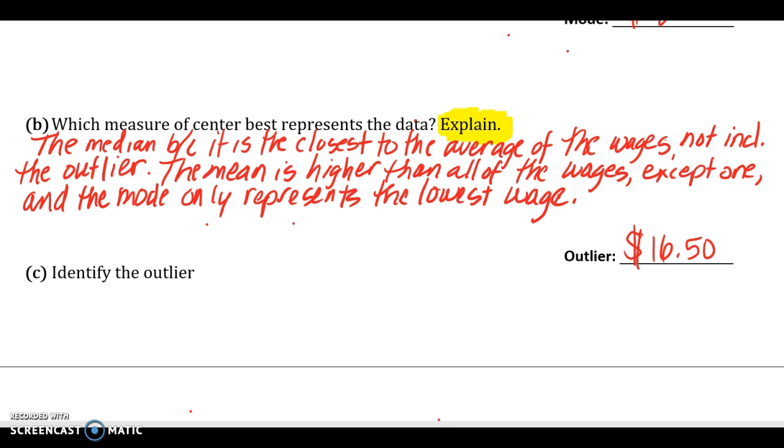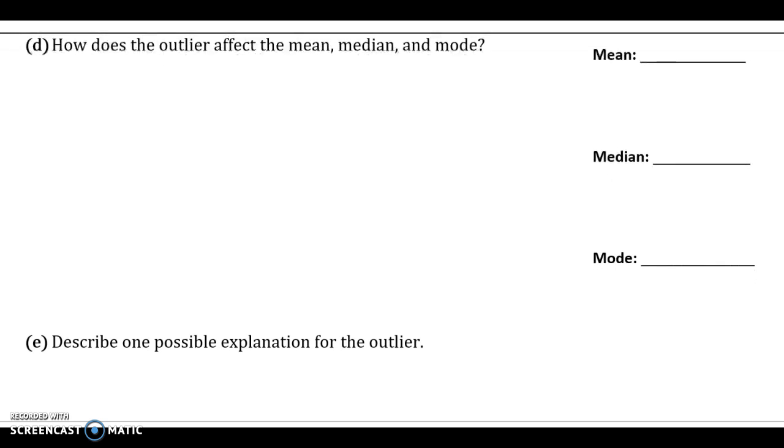Okay, so I said the median is the best representation of data because it's closest to the average of the wages, not including the outlier. The mean is higher than all of the other wages except one, and the mode only represents the lowest wage. As I mentioned, please take some time to pause the video and copy that down if you need to, or put it into your own words if you want. I'm going to go ahead and move on.